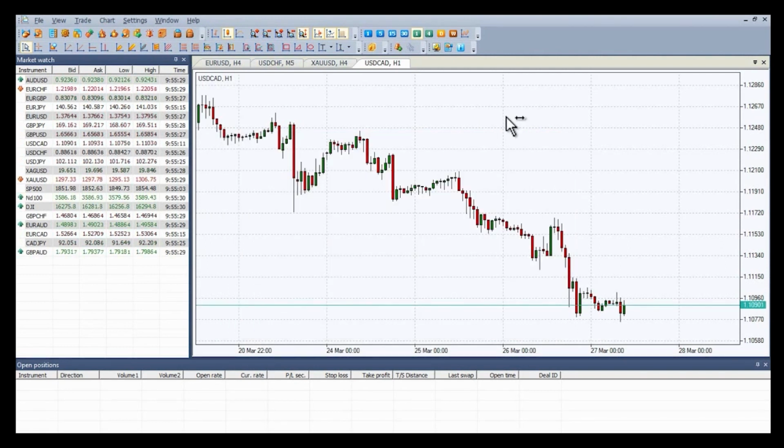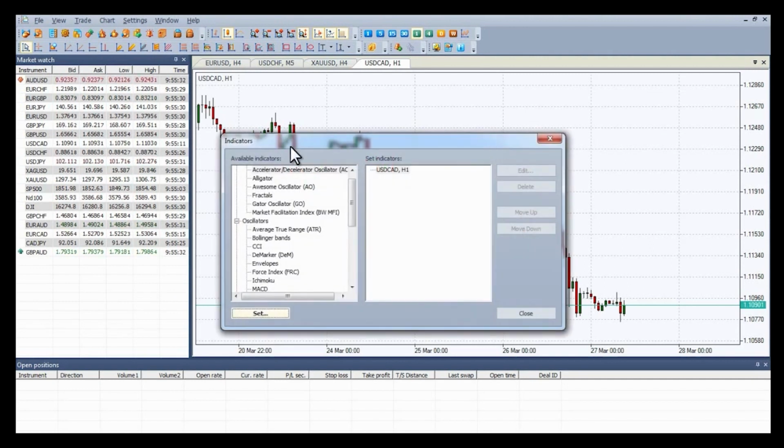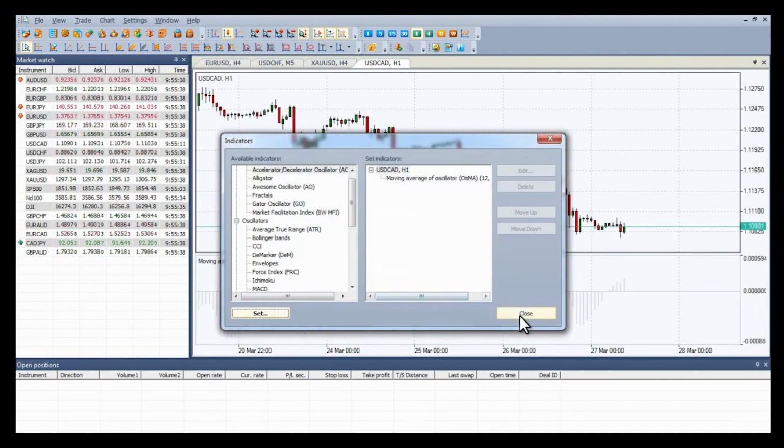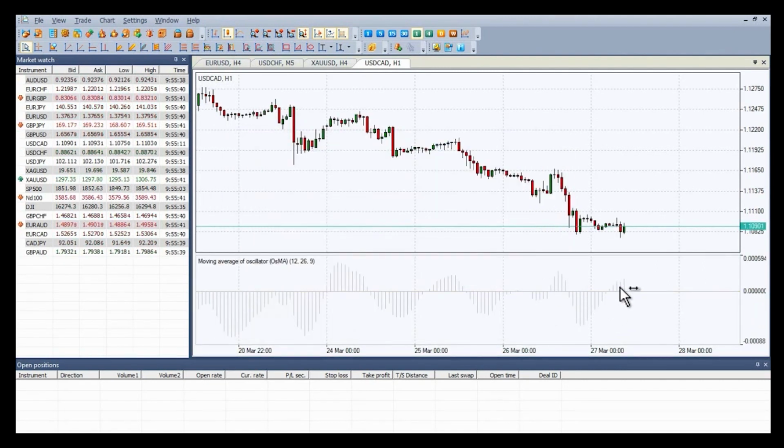The final trend analysis indicator on our list is the moving average of Oscillator. Select it from the list, click Set, OK, and it appears at the bottom of our screen.